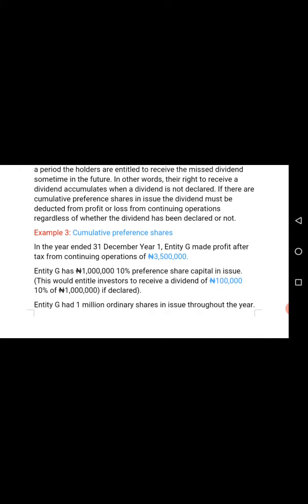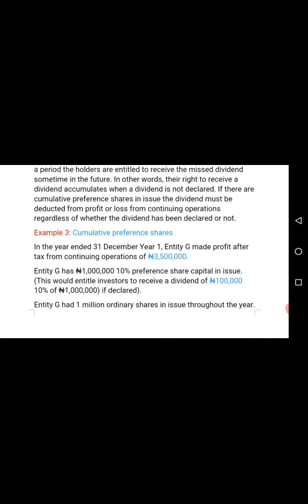What this means is that the preference shares that have been issued are 1 million naira in value. Now the 10% in front of the preference shares is the dividend that the people who own the 1 million naira preference shares get. So out of the 1 million naira, 10% is to be paid as dividend yearly. That's what it means. 10% preference share capital in issue. That means out of this 1 million naira, 10% is to be paid yearly.